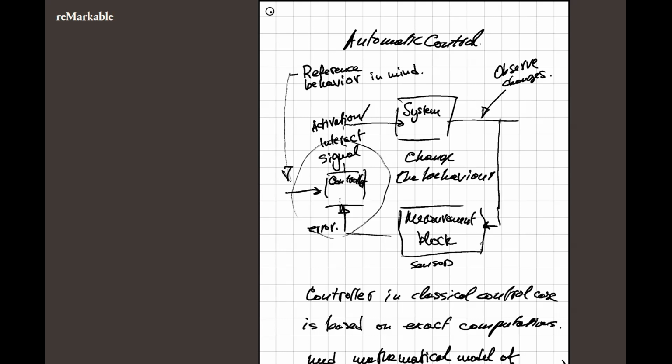fuzzy sets. So now again, we will come back to this as part of the recapitulation. And this is one of the problems with classical control. For example, once you created a model, it is kind of fixed for the duration of the system. So updating the model is yet another challenge.